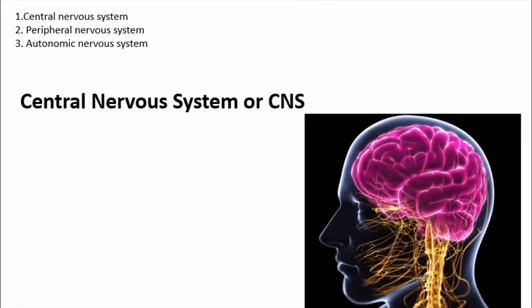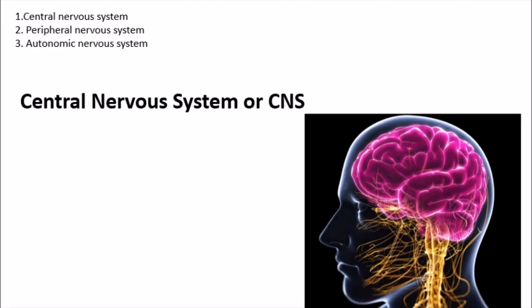Now the human nervous system is also divided into three parts: the central nervous system (CNS), the peripheral nervous system (PNS), and the autonomic nervous system (ANS). The central nervous system consists of the brain and spinal cord, the peripheral nervous system consists of the cranial and spinal nerves, and the autonomic nervous system consists of the nerves of the involuntary organs.